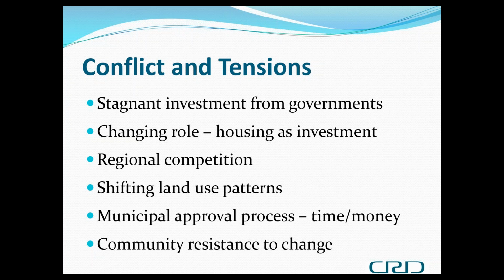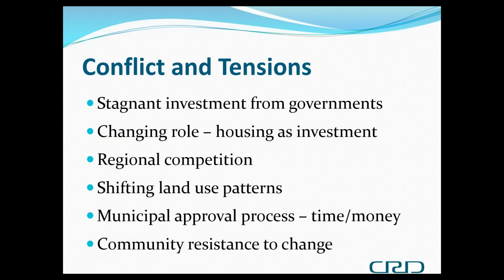So we'll get pushback sometimes within communities. They'll be resistant to that change because they're used to living in what we consider to be single-family homes in a very subdivision-oriented land use pattern. We're starting to see some challenges as new projects come forward, and folks that are used to a certain kind of land use pattern are seeing some different approaches, which creates some tension.